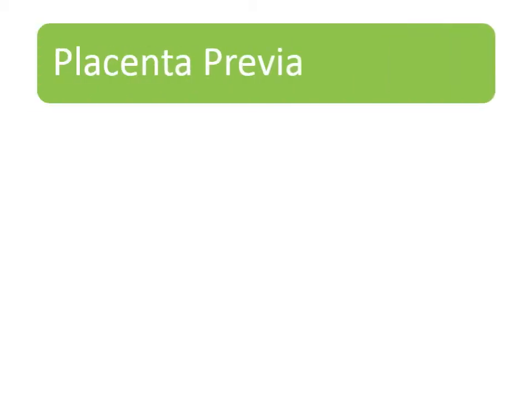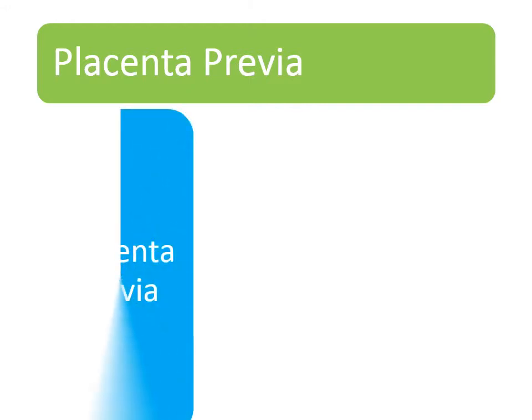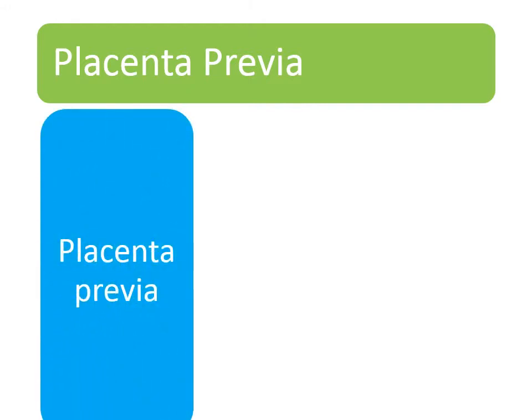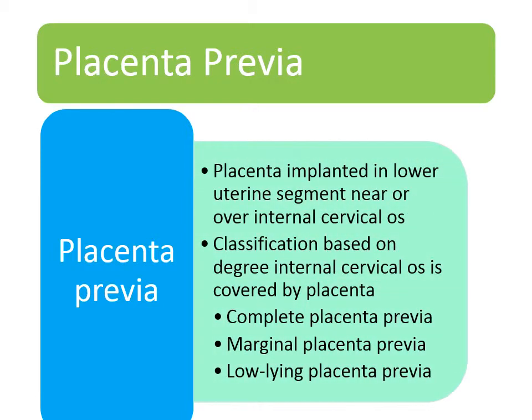Next, let's discuss late pregnancy bleeding, starting with placenta previa. In placenta previa, the placenta is implanted low, near, or completely covering the cervical os. Classification is based on the degree that the internal cervical os is covered by the placenta: complete, where the placenta completely covers the cervical os; marginal, where the edge of the placenta is 2.5 centimeters or closer to the cervical os; and low-lying, where the placenta is low in relationship to the cervical os, but how close cannot be determined.